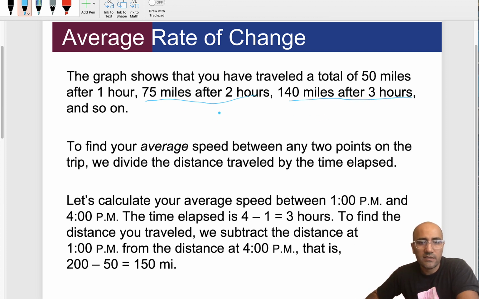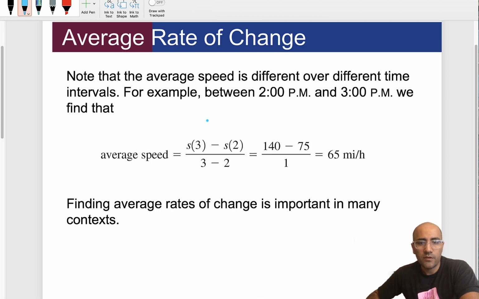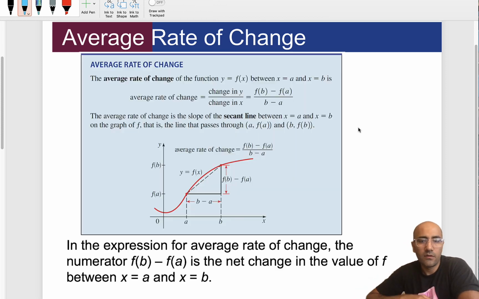So we know that s of 2 equals 75, and s of 3 equals 140. We divide them and we get 65 miles per hour. So the average speed between 2 p.m. and 3 p.m., during that hour, on average, the speed was 65 miles per hour. So a little bit different for different points.